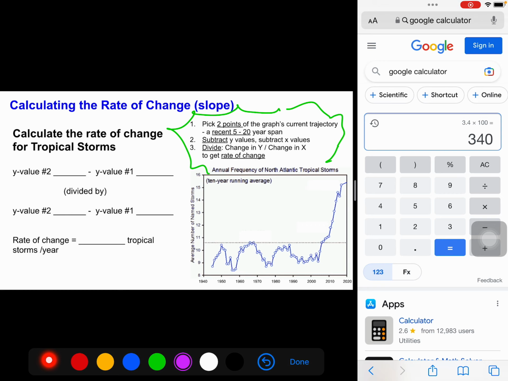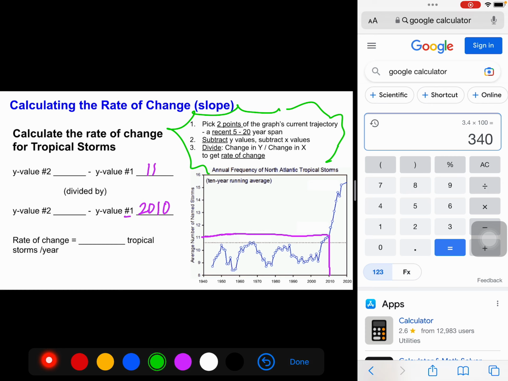So the first value for y I'm going to use is 2010. And that's my first value because it happens first on the graph. And for 2010, here's my data point. And I carry that over, and you can use that line tool on Notability. That y value is 11 tropical storms in 2010.